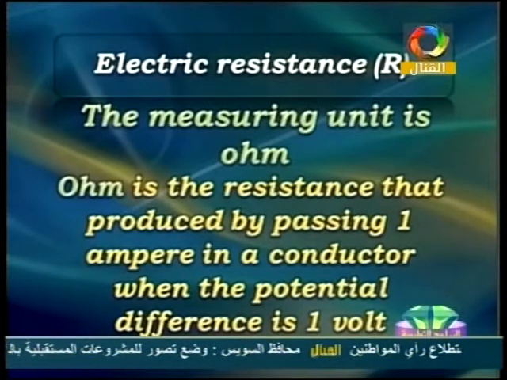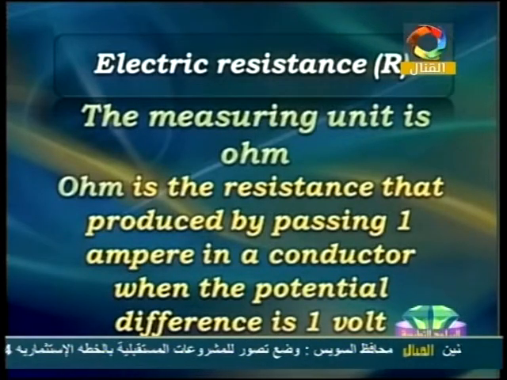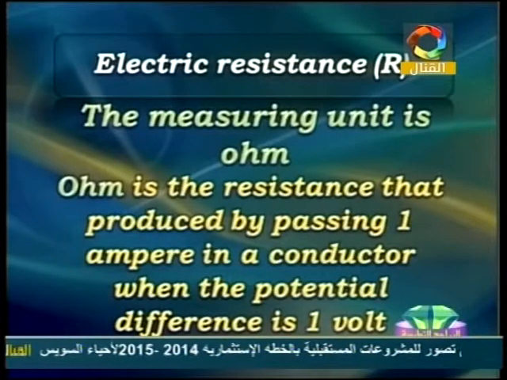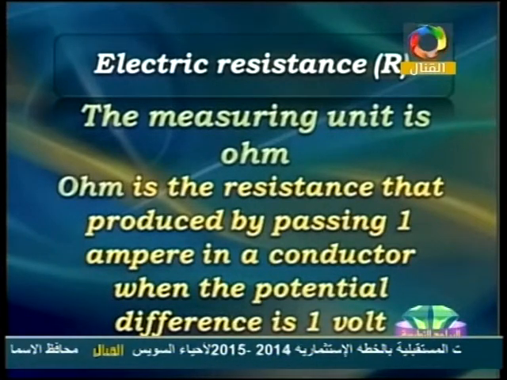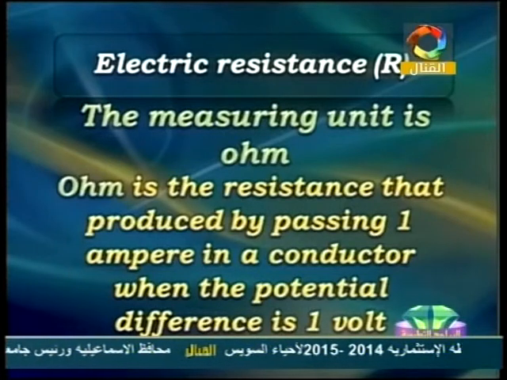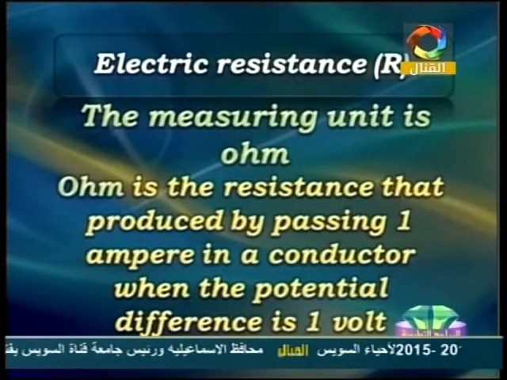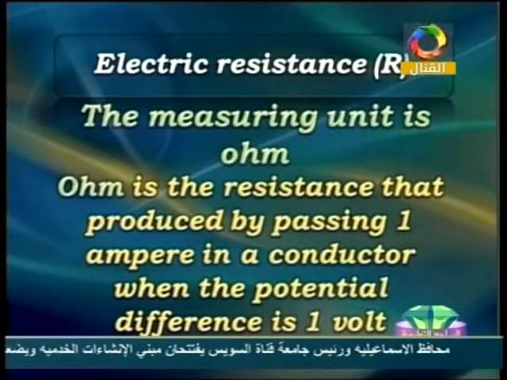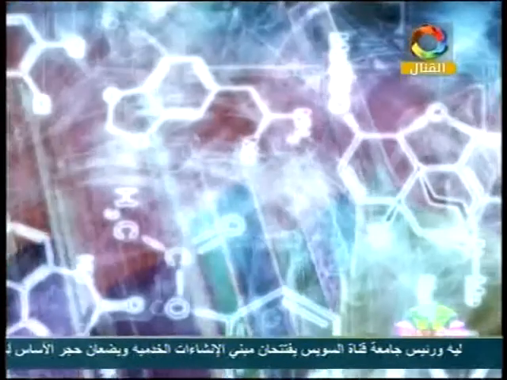So what is meant by ohm? Ohm is the resistance that is produced by passing 1 ampere in the conductor when the potential difference between 2 points in the conductor is 1 volt.